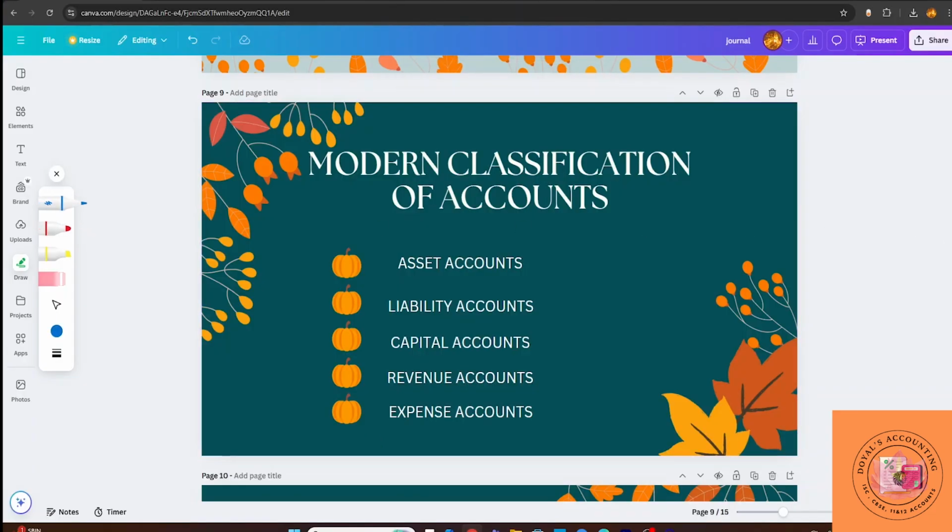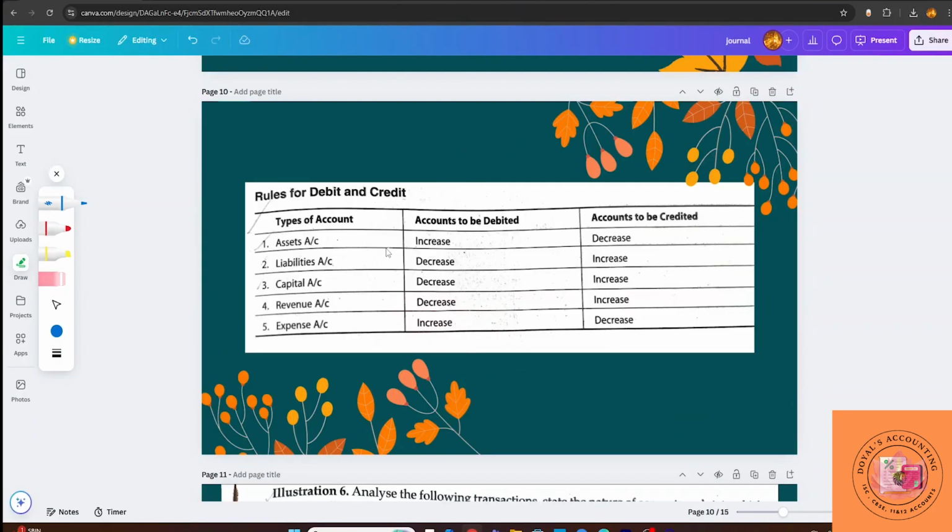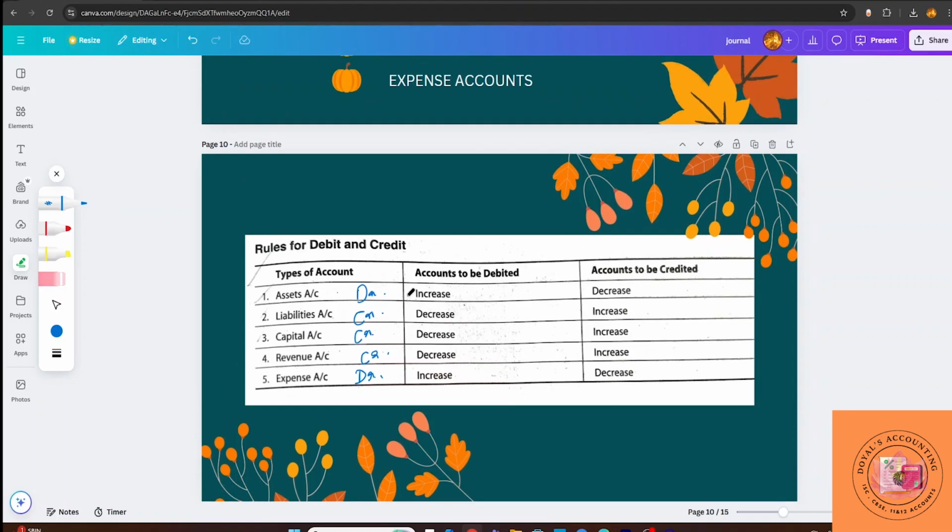So just remember one thing, assets, their opening balance will be on the debit side. So any increase will be debited. Similarly, liabilities will have an opening credit balance, capital will also have an opening credit balance, so will income, and expenses will have an opening debit balance. So whenever there is any increase in the account, that will be added to the corresponding side. So if it is a debit type of account, any increase will be debited. And similarly, if it is a credit account, any increase will be credited.